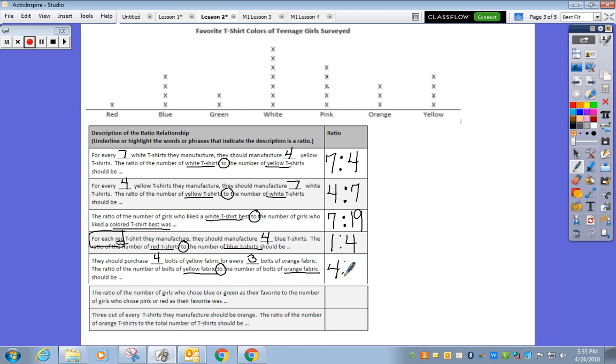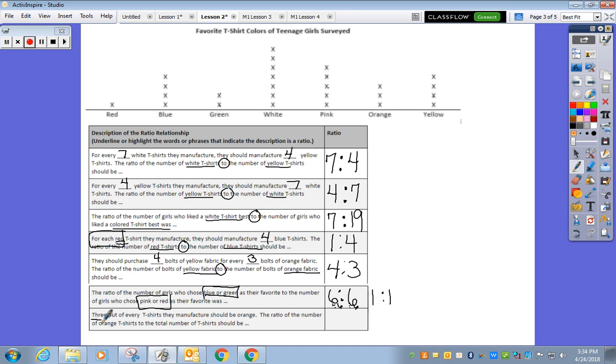So the ratio of the number of bolts of yellow fabric to the number of bolts of orange fabric would be 4 to 3. The ratio of the number of girls who chose blue or green, so that means both of them put together, as their favorite to the number of girls who chose pink or red as their favorite was. We're going to look at blue and green combined. 1, 2, 3, 4, 5, 6. And we're going to look at pink and red combined. So red was 1, 2, 3, 4, 5, 6. So this is a 6 to 6 or a 1 to 1 ratio because I can divide both by 6 to simplify it.